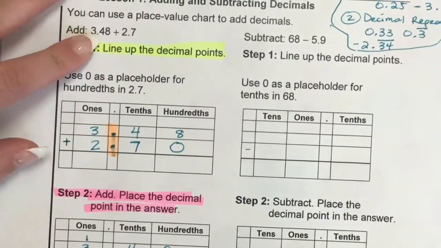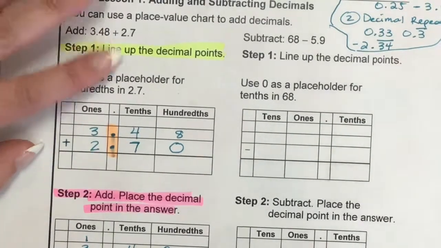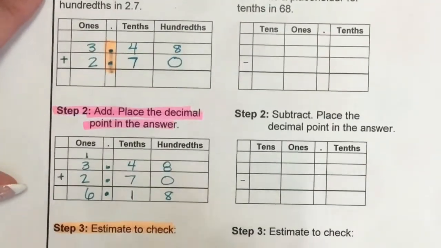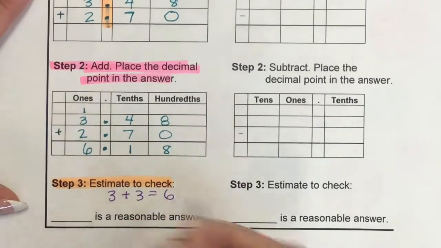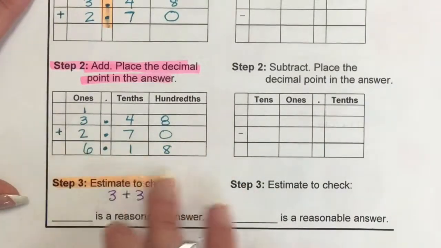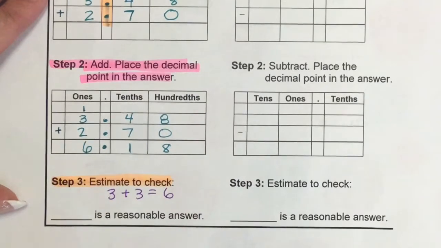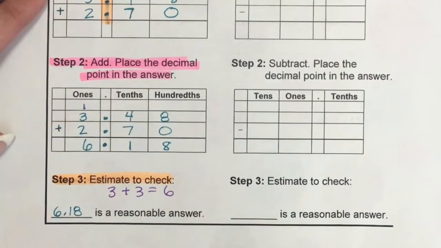I would say 3.48 is definitely going to round to 3, okay? And 2.7 is going to round up to 3. So if we estimate, we really have 3 plus 3, which is 6. And our answer is 6.18. So we can say, hey, our answer is about where our estimation is. So we know that 6.18 is a reasonable answer, okay?